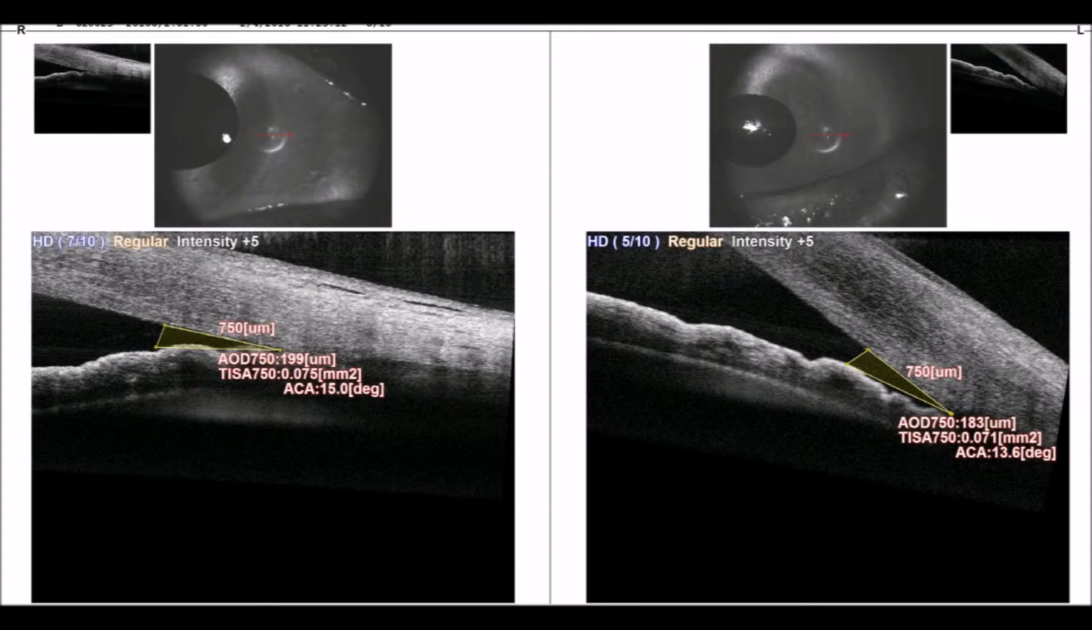This can also be looked at with a goniascope. This is a four-mirror goniascope of the Posner type, and we can see looking at the inferior angle through the superior mirror that there are no angle structures visible. This means the angle is closed and it's synechially closed. I press on the patient's eye with the four-mirror goniascope and the angle does not open. This means the patient has had chronic angle closure with 360 degrees of peripheral anterior synechia.